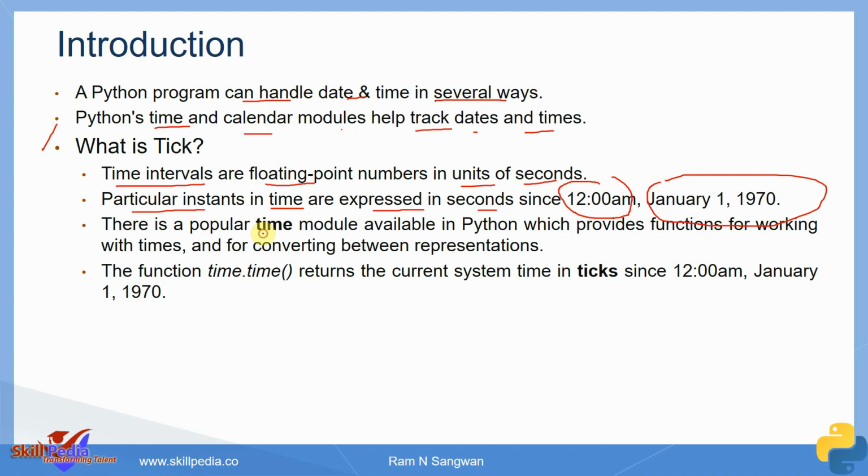There is a popular time module available in Python which provides functions for working with times and for converting between different representations of time. The function time given in this module returns the current system time in ticks, which is a number since 12 a.m. January 1970.